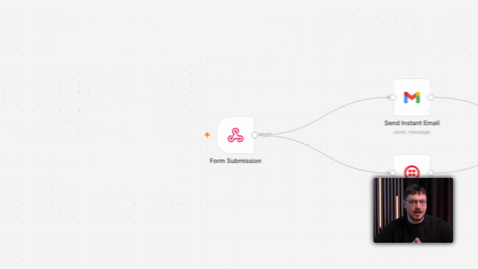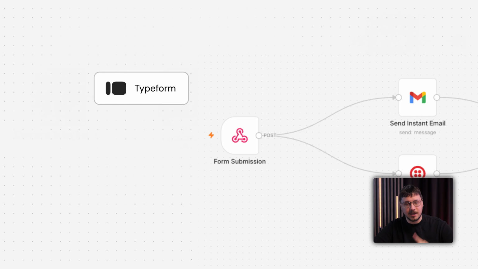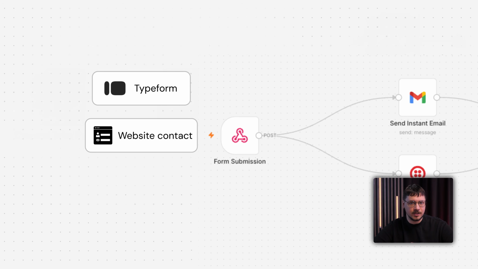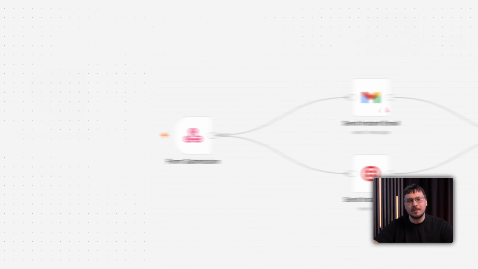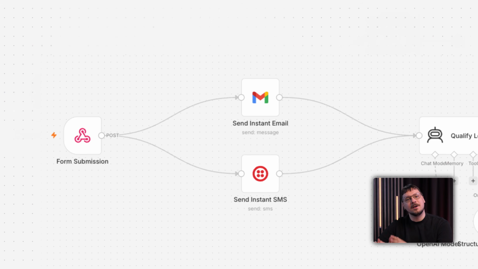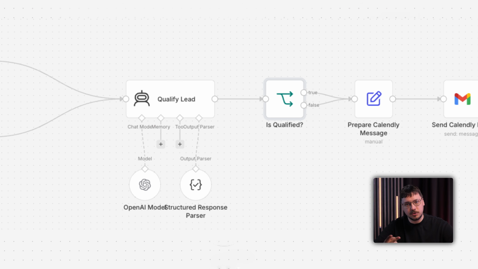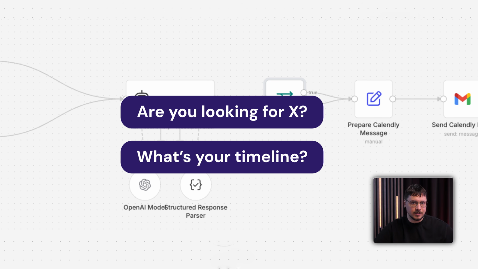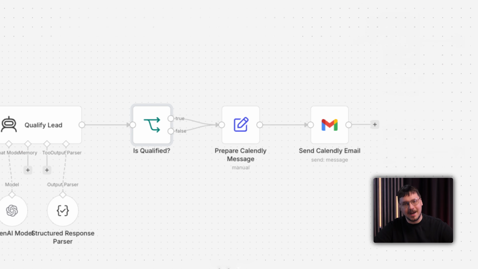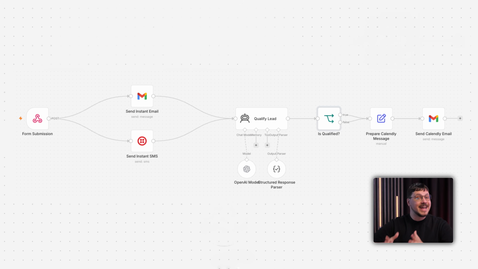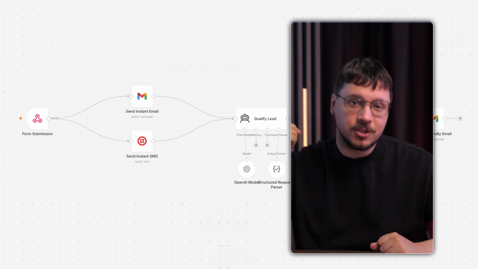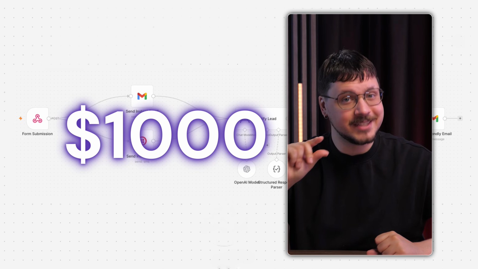Now, let's say the lead comes in from a form, whether that's a type form, a website contact page, or a Facebook lead ad. Your automation tool would catch that and fire a response instantly as an email or SMS with a message that references what they asked about. Now, the AI would ask 1 or 2 qualifying questions like these ones. And once they answered, a Calendly link would land in their inbox and they'd book themselves. It's that simple. And you could be charging over $1,000 for a one-time setup.